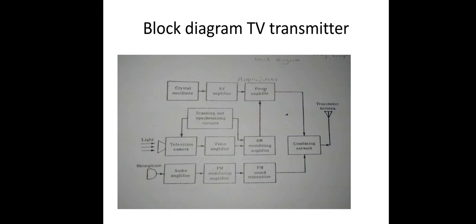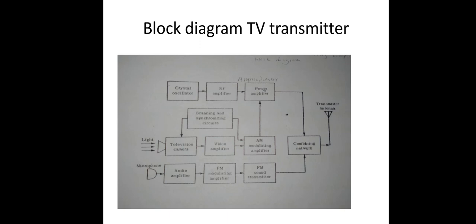Then next is the scanning and synchronization circuits. The scanning circuit is used to scan the screen in horizontal and vertical directions simultaneously and then provide pictures or frames. Synchronization means it provides horizontal and vertical synchronization signals to synchronize the transmitter and receiver. That means synchronization signals are transmitted along with the picture information for the receivers.